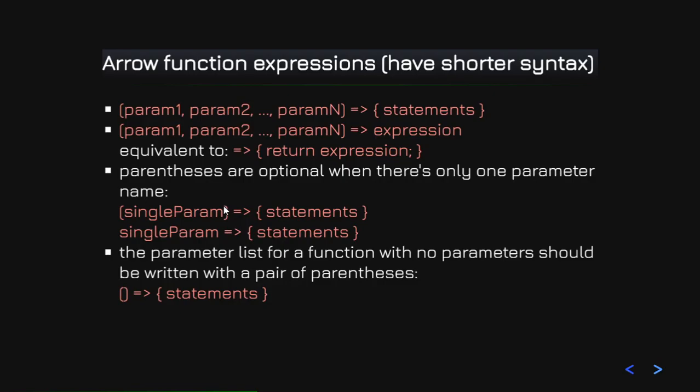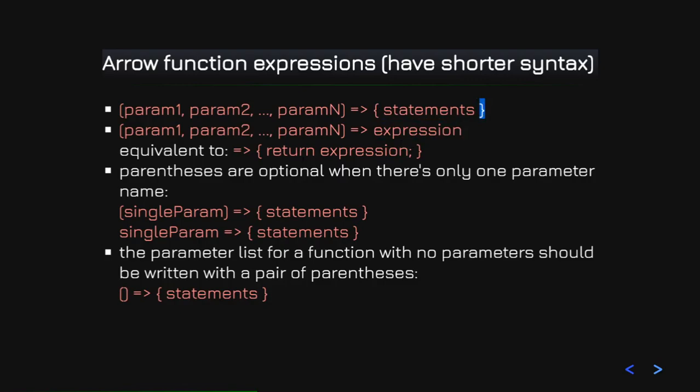ECMAScript 6, so ECMAScript 2015 (ES6), introduced the fat arrow notation, which has shorter syntax. In order to write a function with parameters param1, param2, and paramN, and then a bunch of statements, we can write something like this: the parameter names in round brackets, an arrow, and the statements that form the body of the function. If the body of the function is just an expression that is returned, then we can also skip the curly braces.